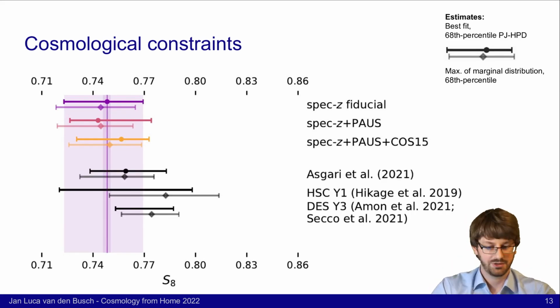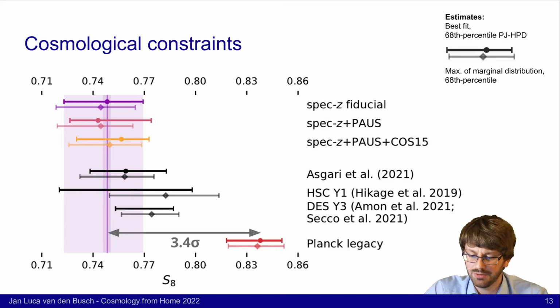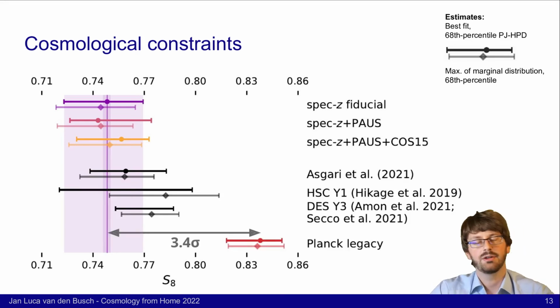Now we can also compare this to a number of literature values. First of all, we compare to Asgari et al., which is the previous analysis of the KiDS-1000 data, and we see that our constraints are slightly lower compared to that. We also compare to HSC year 1 and year 3 results, and we see that these are all roughly consistent with each other. And then finally at the bottom we see the Planck legacy results that you already saw in the very beginning on the introductory slide. And we see that with our extended calibration data set, this tension between these measurements increases slightly to 3.4 sigma in our case.